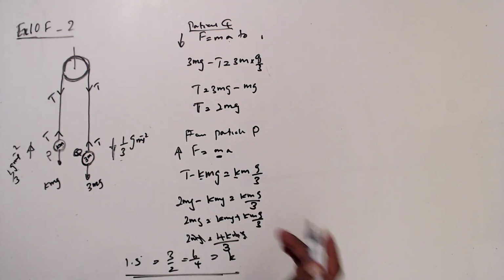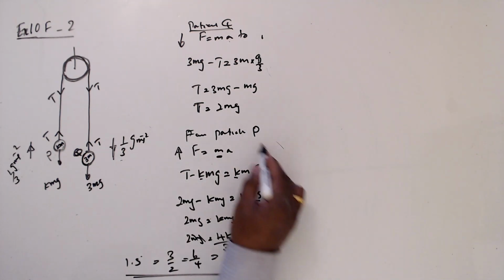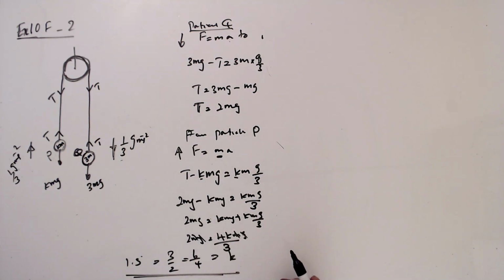For example, when you put particle P, assume that you will get this one first, and then you think, how am I going to find K, because I don't know T. So you don't need to think like that. Simply put the other one and find the answers.